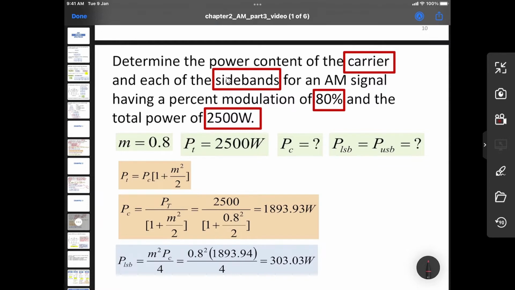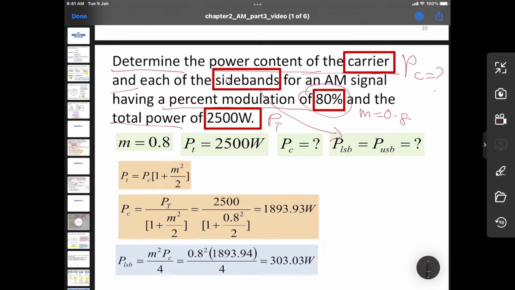Here they ask you to find the carrier. Determine the power of the carrier. Okay, so meaning this is PC. What is the PC? For each of the sideband and power of the sideband. So they also ask you to find the power of the sideband. The information that they give you is the modulation index, M, so here M is equal to 0.8, and the total power PT.